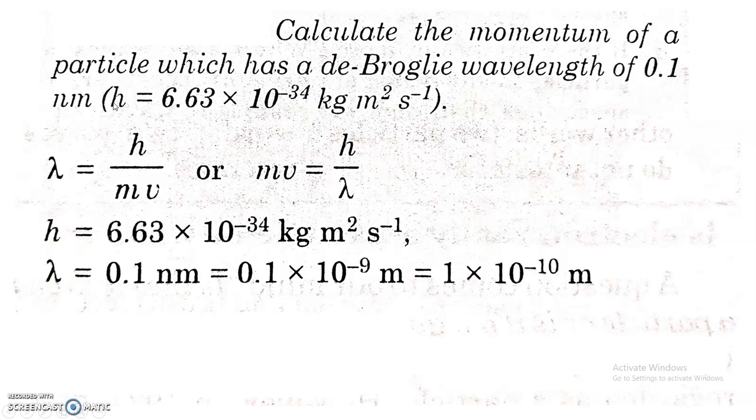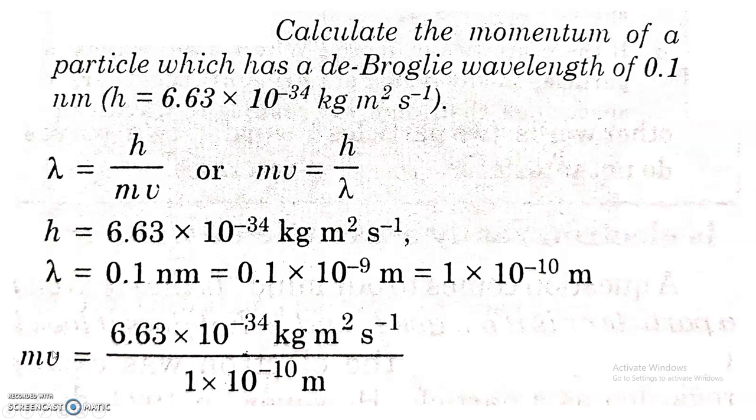Actually, in the unit of Planck's constant there is a meter square, and lambda is given in nanometer. So convert this nanometer to meter. 1 nanometer is equal to 10 raised to minus 9 meter. So lambda is equal to 0.1 into 10 raised to minus 9 meter, that is 1 into 10 raised to minus 10 meter. Now just use this equation.